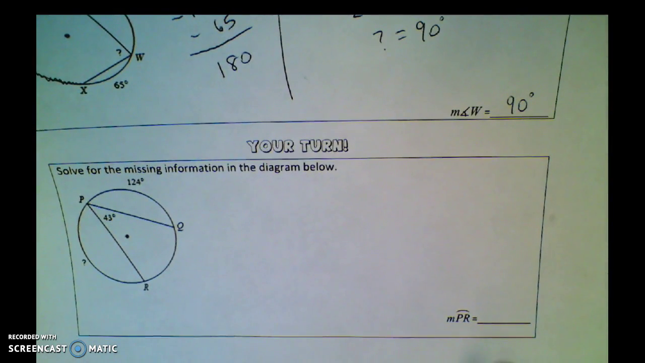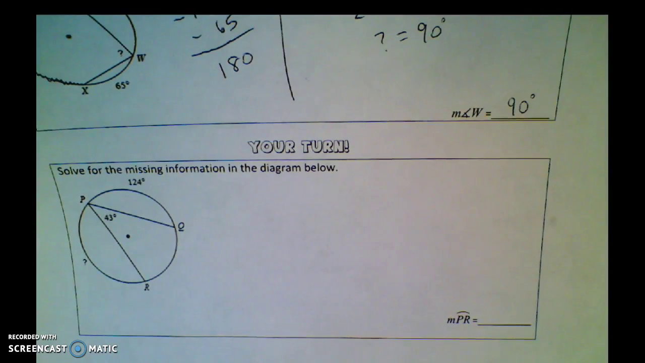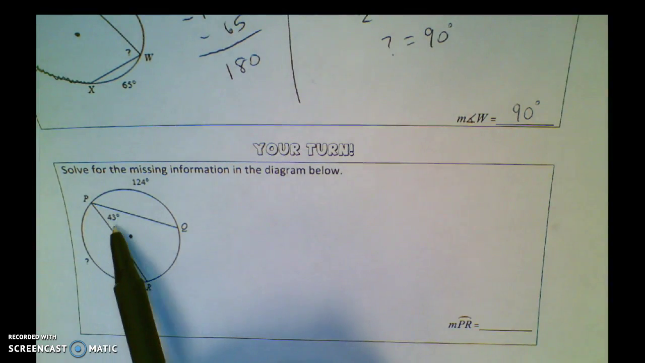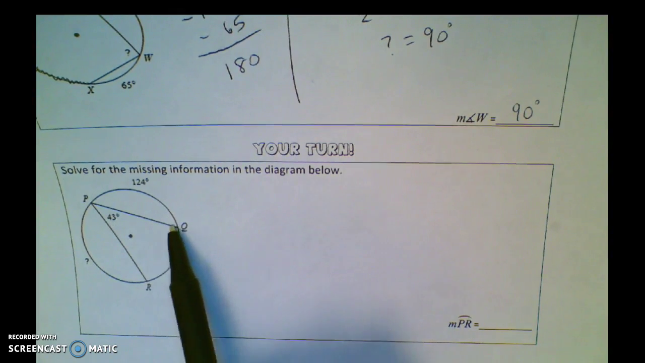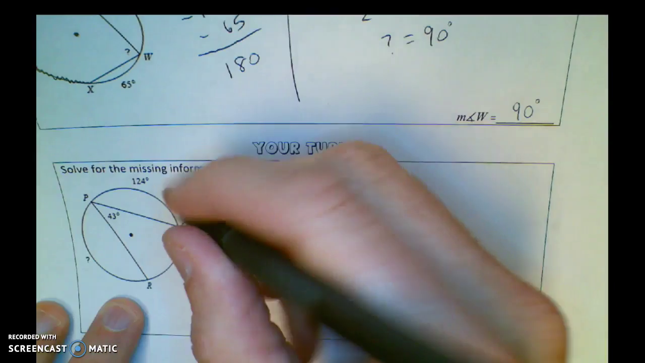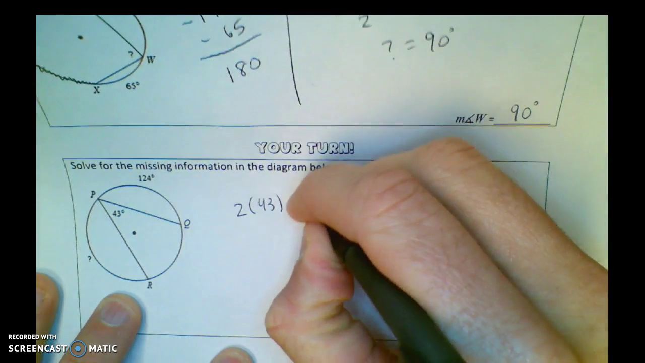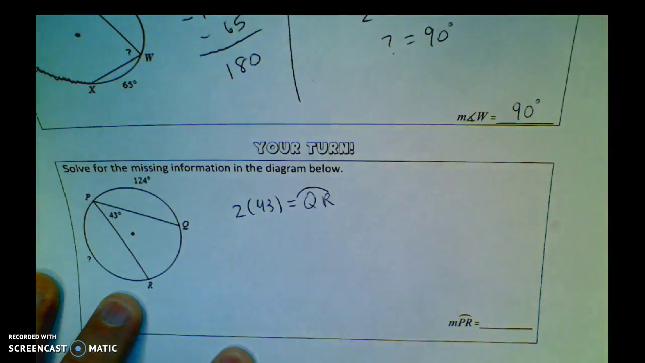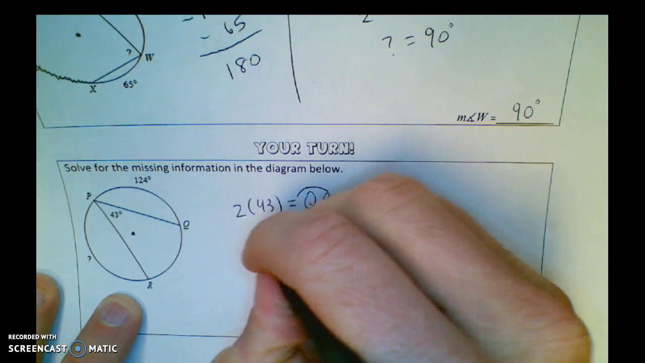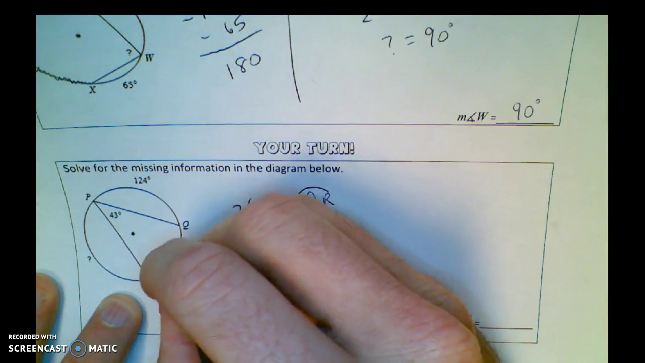Here it's asking for the measurement of arc PR. In order to find PR, I need to find the arc QR, and then I can subtract from 360 because of the circle. So here I have my inscribed angle. Remember, an inscribed angle is half of the arc, so in order to find the arc, I double it. So if I do 2 times 43, that'll give me QR's arc. So 2 times 43 is 86.